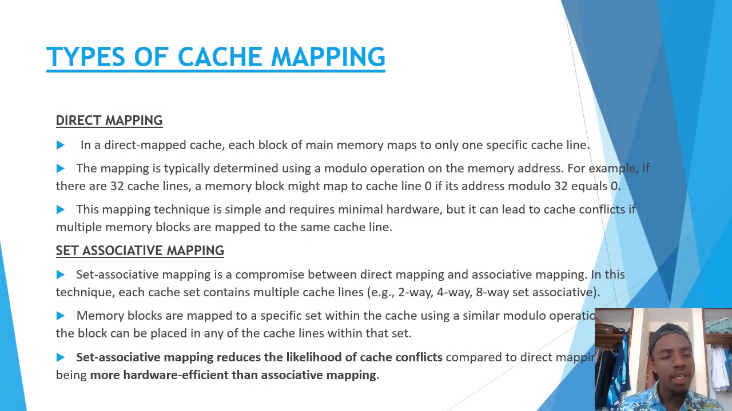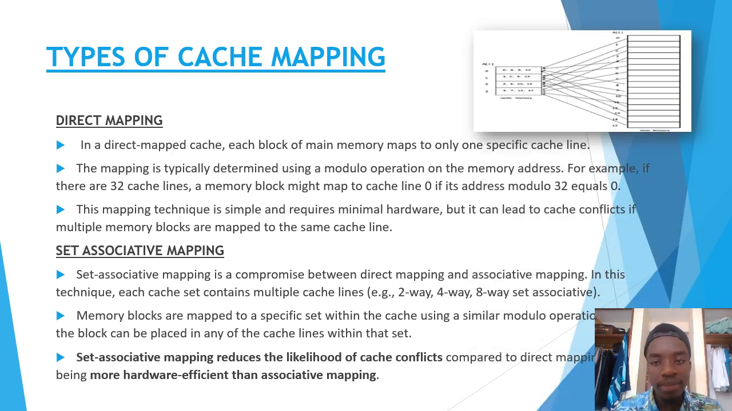Beginning with the direct mapping, and I'll begin by defining it. In a direct map cache, each block of main memory maps to only one specific cache line, and the mapping is typically determined using a modulo operation on the memory address. For example, if there are 32 cache lines, a memory block might map to cache line 0 if its address modulo 32 equals 0. Let me first show you what it literally means.